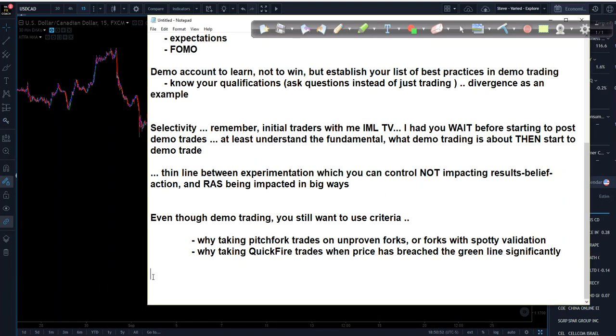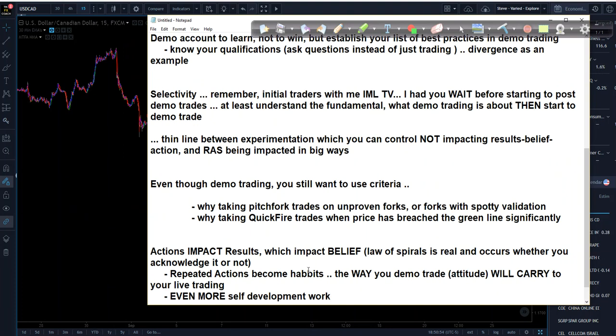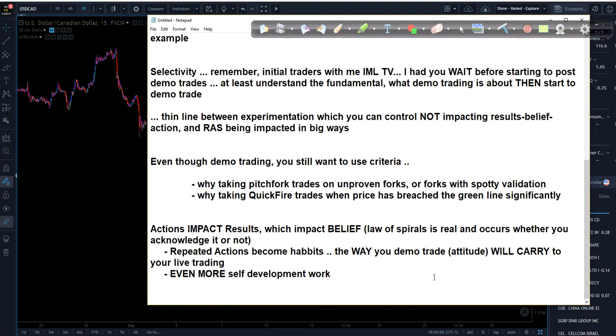So your actions will impact the results you get, which impact belief. Remember, the law of spirals is real, and it occurs whether you acknowledge it or not. Repeated actions become habits. So the way you demo trade, in attitude, I'm not saying it's not okay to use an experimentation lab, but your attitude should not be laissez-faire.